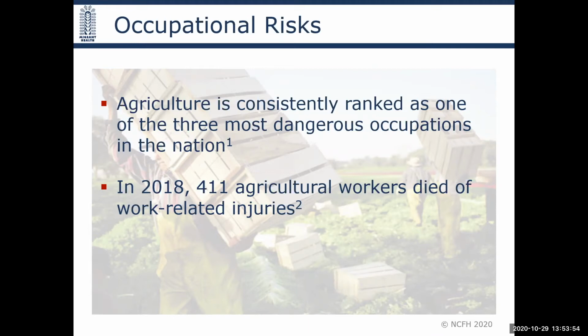And there are many occupational risks that ag workers encounter. Of course, agriculture is consistently ranked as one of the 3 most dangerous occupations in the nation. In 2018, 411 agricultural workers died of work-related injuries.